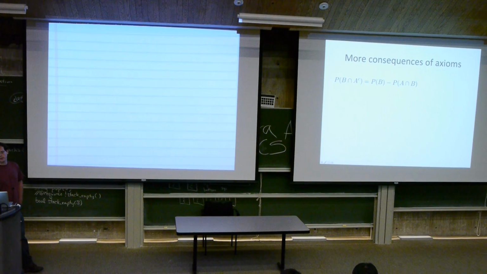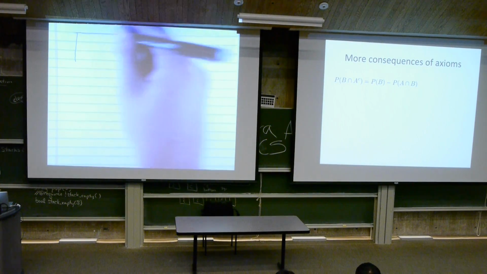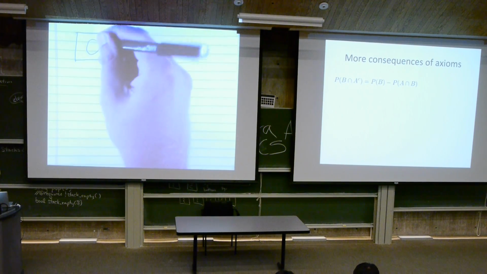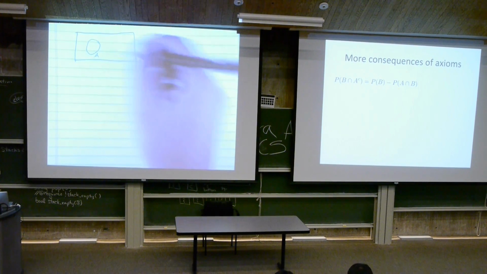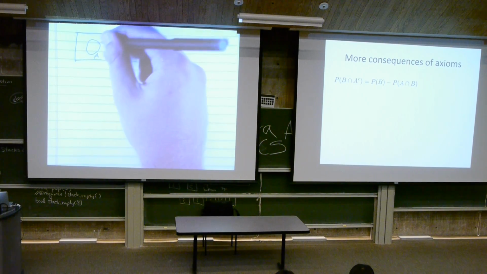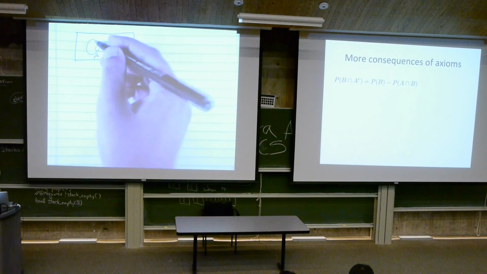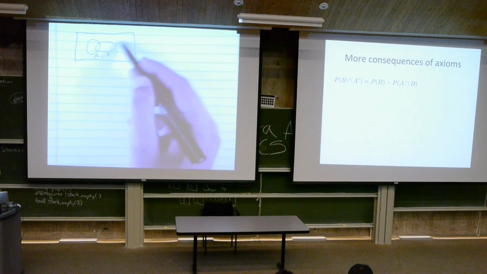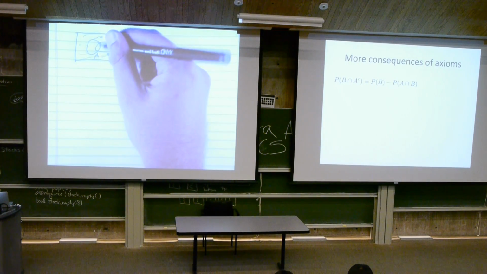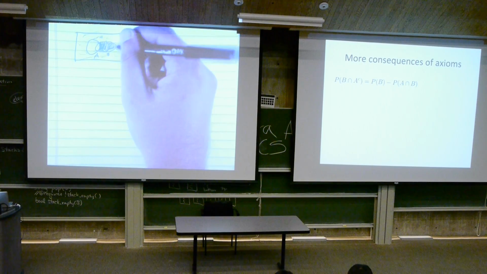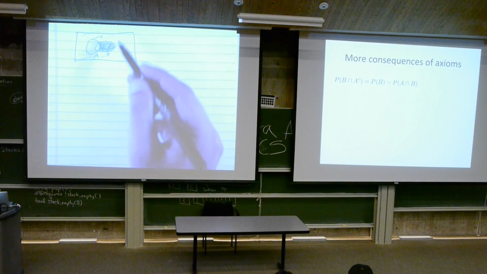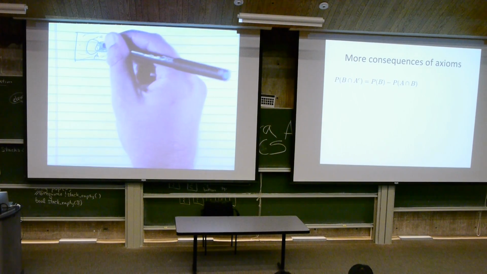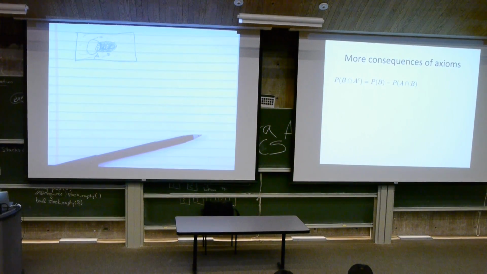The probability of an event and the complement of another event is the probability of the first event minus the probability of their intersection. So this is easier thought about as a Venn diagram. This circle can be A, this circle is B. So B and A complement is B intersect with the rest of the space that's not in A. So that's this part of B. So the probability of that thing is the probability of all of B minus this part. That's pretty obvious if you draw it, but you can prove it from the axioms.